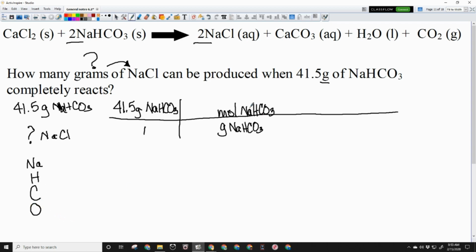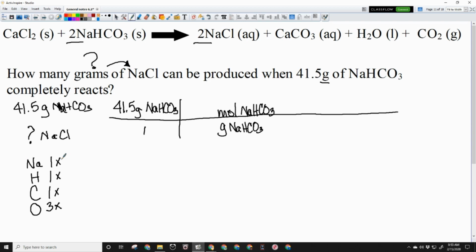So how many moles of sodium are in this compound? 1. How many moles of hydrogen? No subscript, so that means 1. How many moles of carbon? No subscript, so that means 1. How many moles of oxygen? We have a 3 subscript, so that means 3 moles of oxygen in that compound. Then we're going to multiply this by the molar mass of each one of these elements.